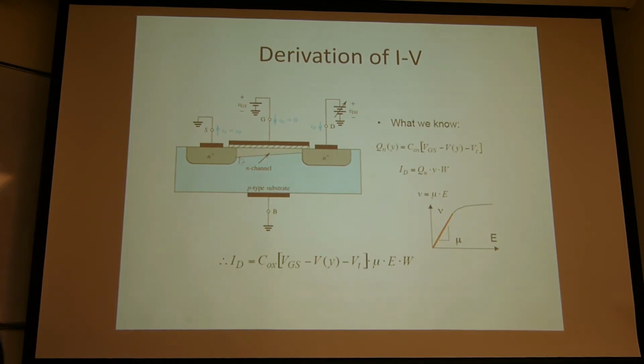Let's say the charge of the electron density as a function of the y direction. Here the y direction is this direction. As a function of the y direction, it's determined by the voltage difference between the gate and the channel. So that is determined by VGS minus threshold. First we need to overcome the threshold.